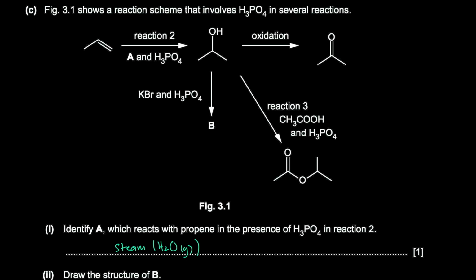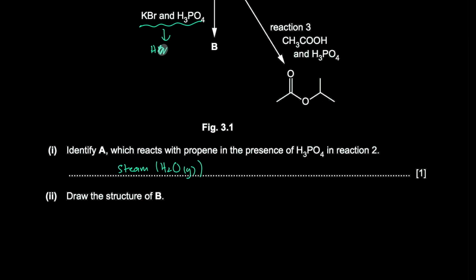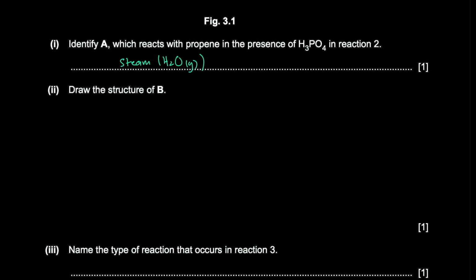Draw the structure of B. So what happens when propan-2-ol reacts with KBr and phosphoric acid? In this case, you would get a substitution reaction. When KBr reacts with phosphoric acid, they end up making HBr, and then the HBr reacts with the alcohol, and the bromine replaces the OH. So the alcohol is converted into a bromoalkane.